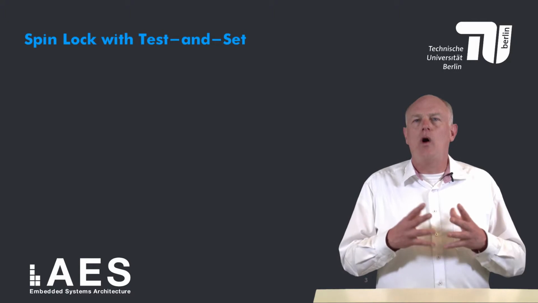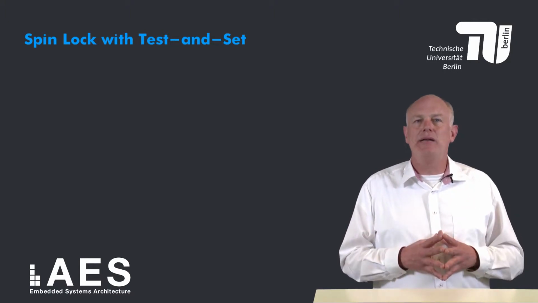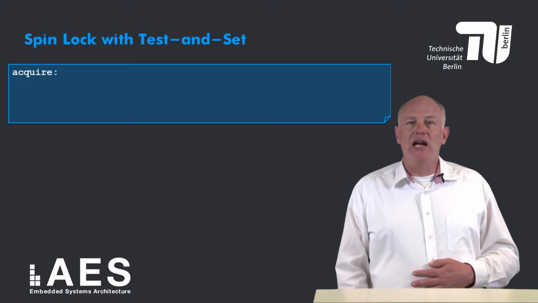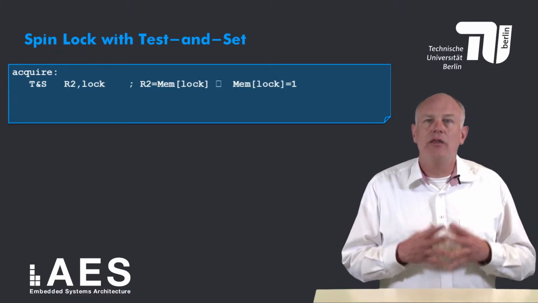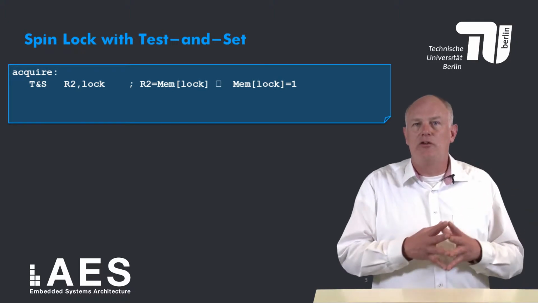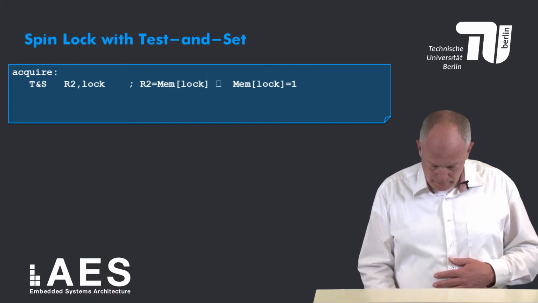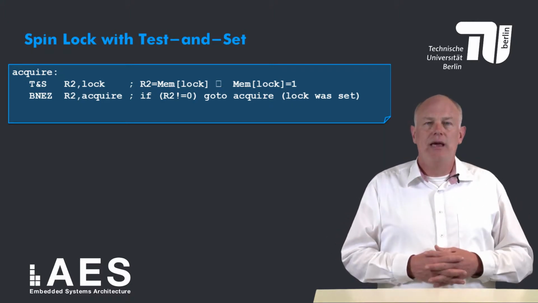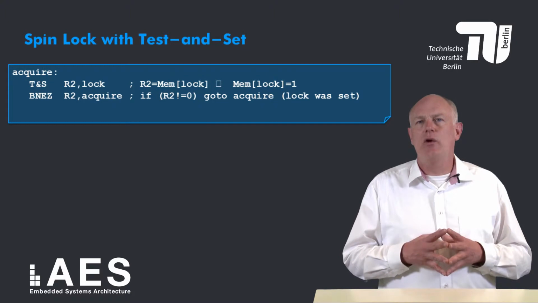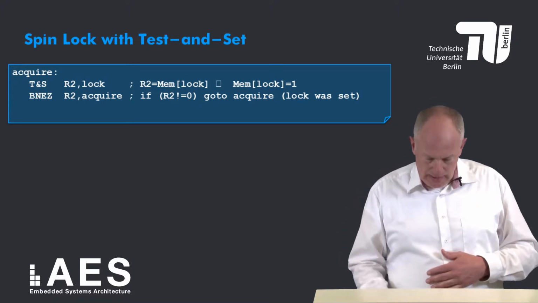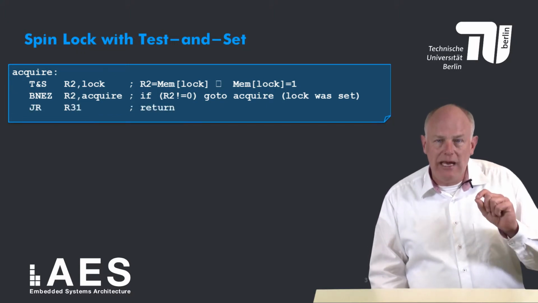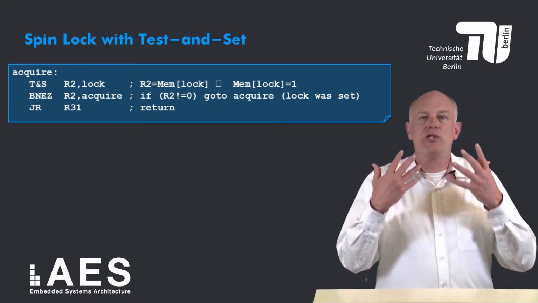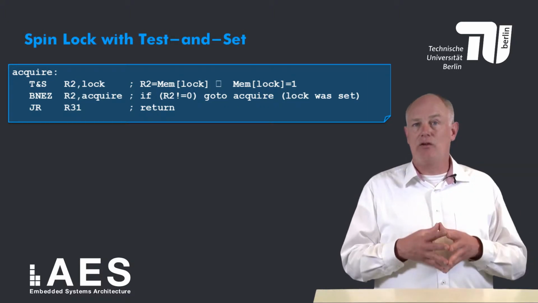Let's now look at how the lock operations acquire and release can be implemented using test and set, but this time correctly. Here's the acquire operation. First, we test and set the lock. We load the lock variable into a register R2 and set the lock variable to 1. Then we test if the lock was already set and branch back if it was. In other words, if R2 is unequal to 0, we branch back to the test and set. If the lock was free, then control flows to this instruction. We, meaning us, the calling thread, was successful in acquiring the lock and we can enter the critical section.